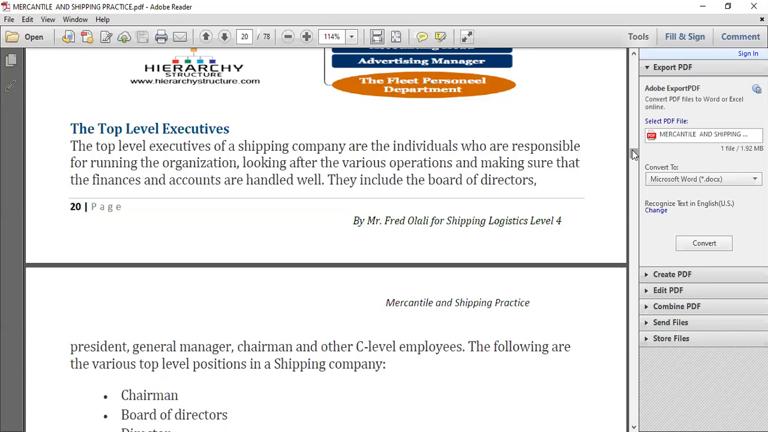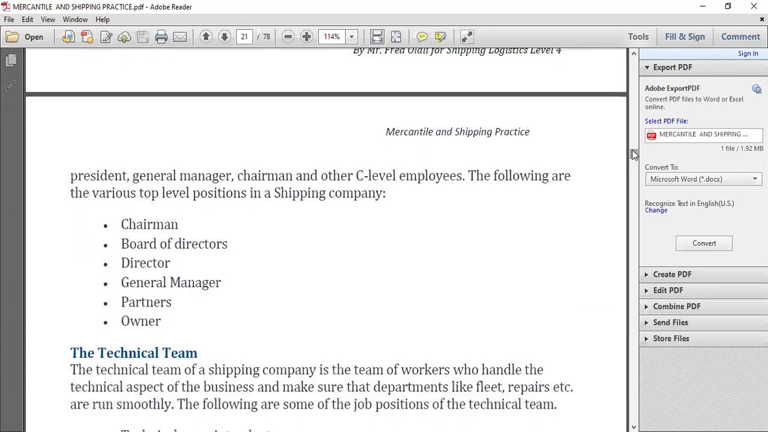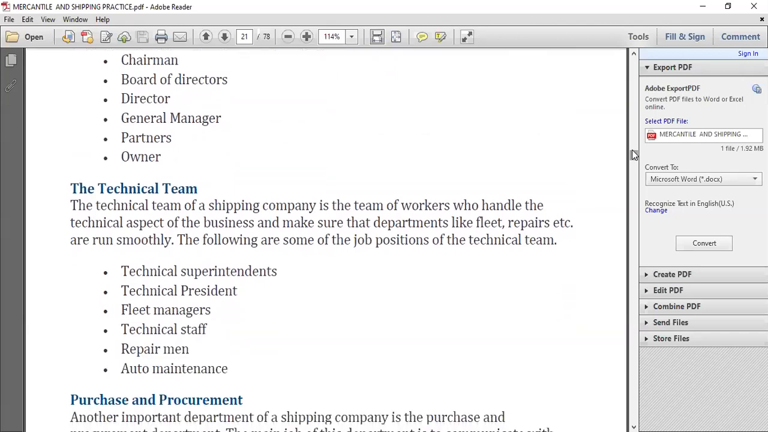So these people must be people who are experienced, people who have the required expertise and skills to ensure that every operation is done as per the requirement. So they include the BODs, as I said, the president, GM, chairman, just the same way they were listed. Then we have the technical team. This is a team of workers who handle the technical aspects of the business and make sure that the departments like the fleet and repair run smoothly.